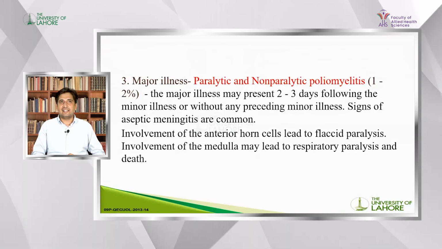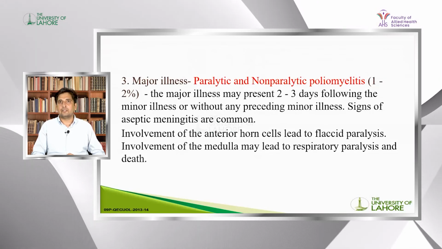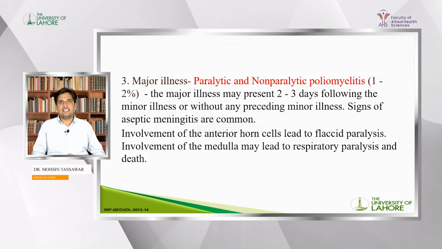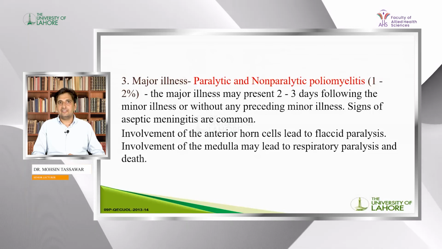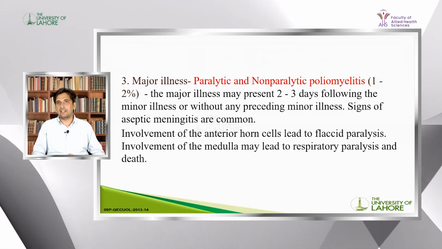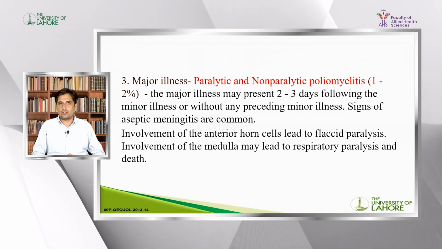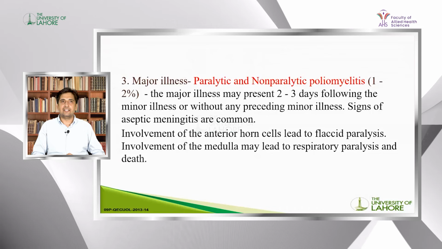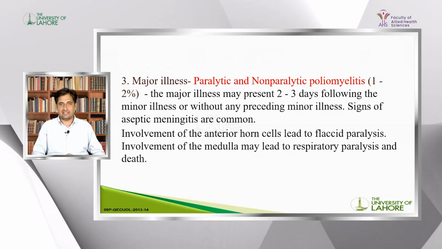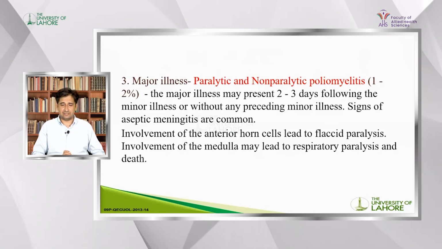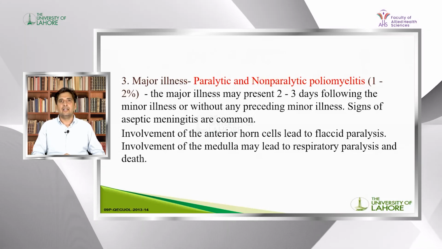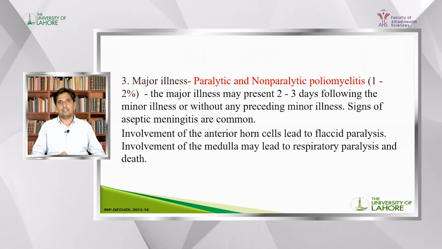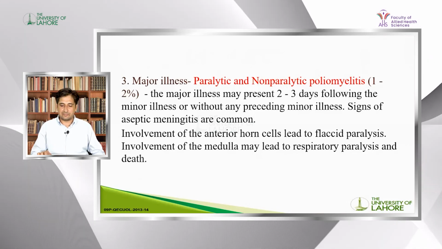Third outcome is major illness, that is paralytic and non-paralytic poliomyelitis, that is present in 1 to 2% of the infected people. The major illness may present 2 to 3 days following the minor illness or without any preceding minor illness. Signs of aseptic meningitis are common. Involvement of the anterior horn cell leads to flaccid paralysis. And involvement of the medulla may lead to respiratory paralysis, as you know that the medulla is the part of the brain which is responsible for the respiratory system and the heartbeat. So in the case of involvement of the medulla, the patient may suffer respiratory paralysis.